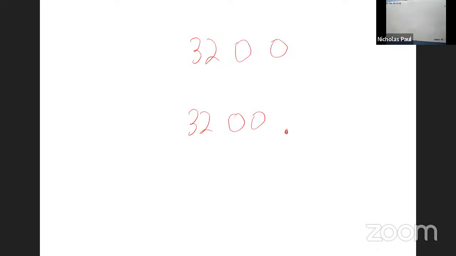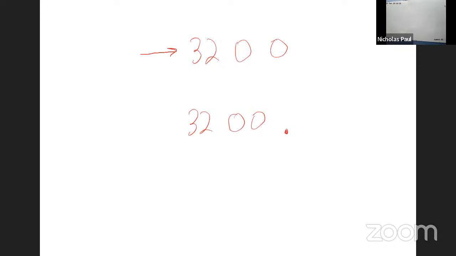Right? I have two numbers there, 3200 and 3200 point with a decimal place. How many significant figures here? First one is how much? 2, right? No decimal place. So those two zeros on the end are not significant.